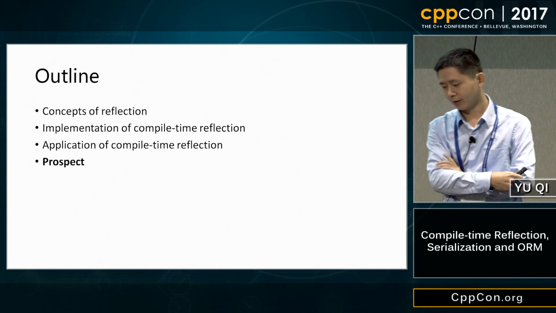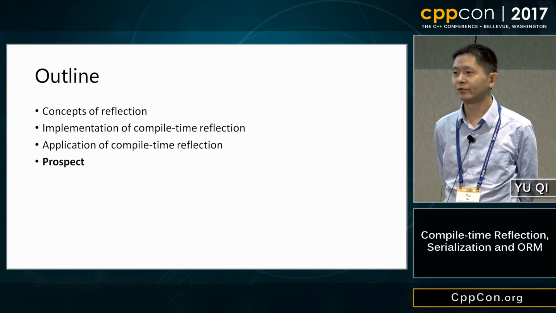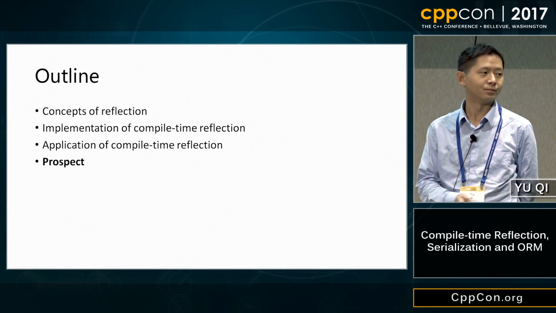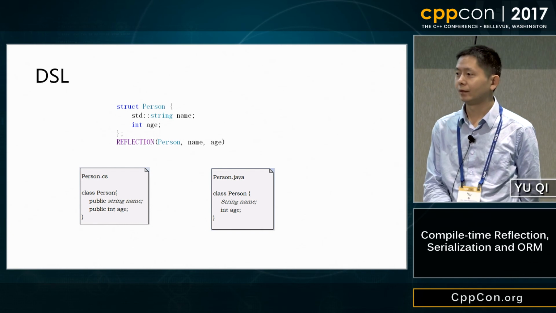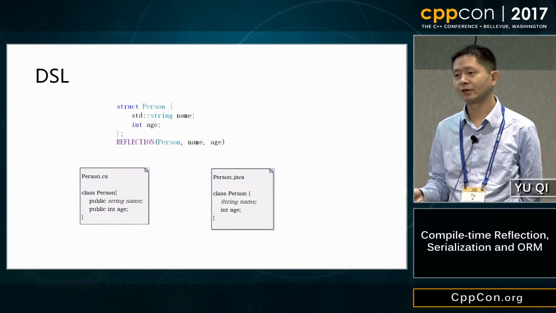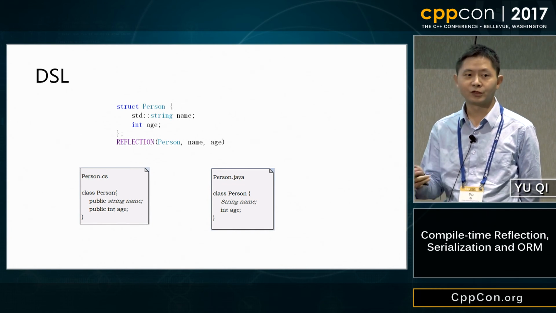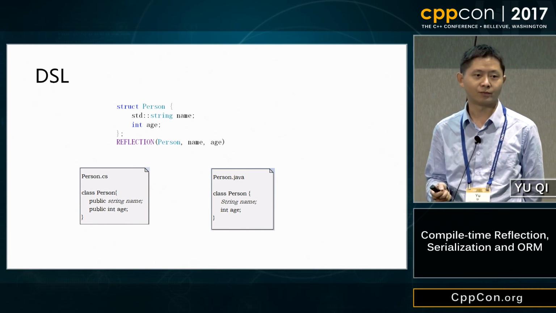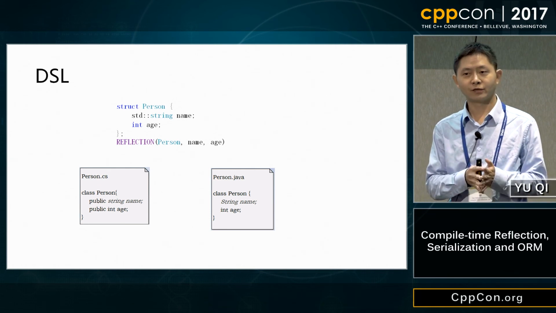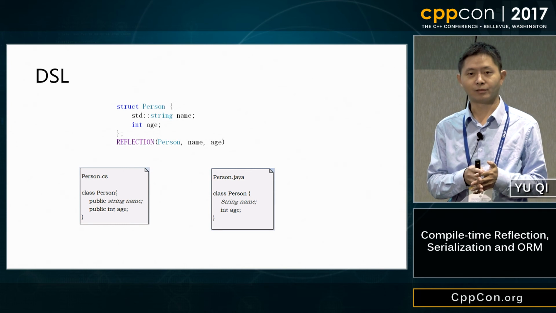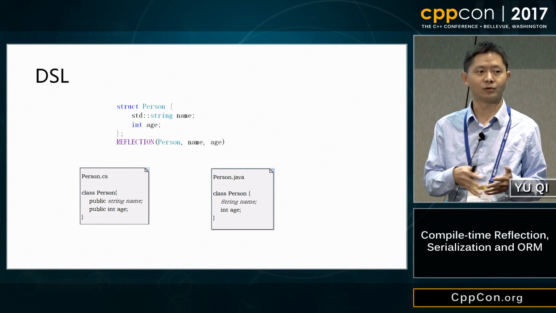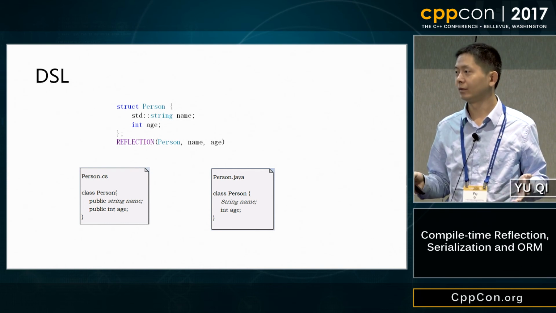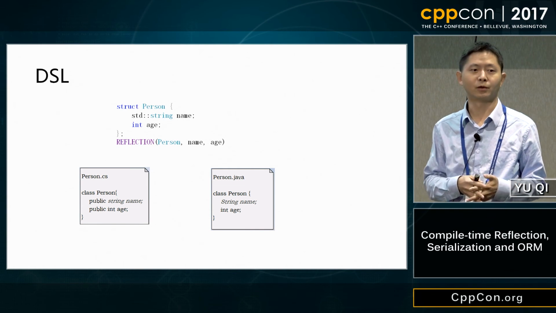Okay, next I will show you some possible prospects of compile time reflection besides the ORM engine and ORM. We can develop DSL or data binding applications and protocol adapters. Yeah, you can transform the C++ struct to a C# class or Java class because you can get the field type and field name, so you can easily map the C++ type to a C# type or Java type, so you can use it to develop an IDL tool. You can make a DSL language using the metadata.